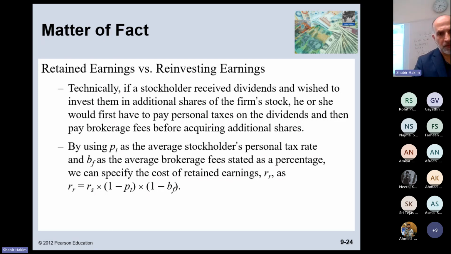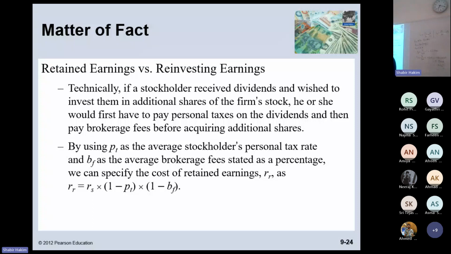All right, here is something about, say, a matter of fact. This you can read on your own. I don't care much about this one. Oh no, something is important. Yeah, it's retained earnings and reinvesting earnings. Retained earnings and reinvesting earnings, right?